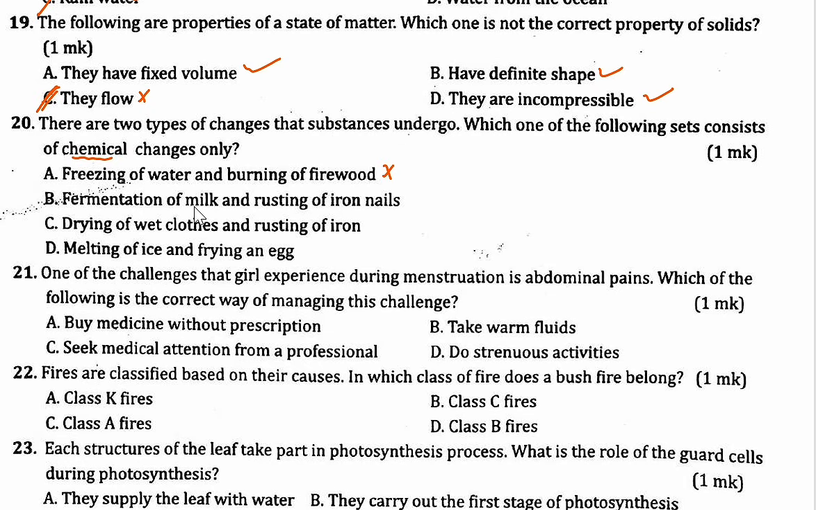Fermentation of milk, rusting of iron, drying of wet clothes. Drying of wet clothes you can reverse, it can be wet again, so this is not true. Melting of ice, you melt ice, and then when you freeze it, it can be ice again. So you can reverse it. When milk ferments, you cannot reverse it. When iron rusts, you cannot reverse it, and therefore the answer is B.